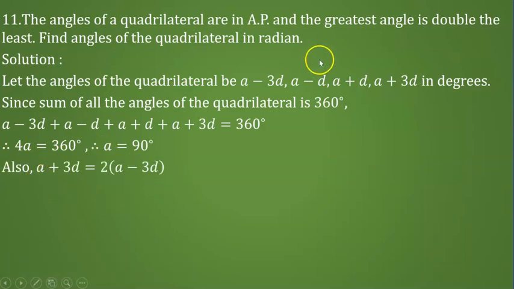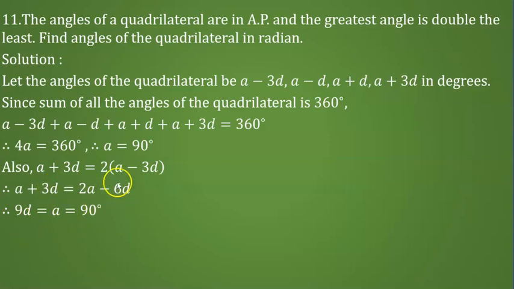Also, we have been given the relation. What is that? The greatest angle is double the least. Therefore what is the greatest angle? a plus 3d. And which is the least? a minus 3d. Therefore here a plus 3d is equal to 2 in bracket a minus 3d, and after simplification here you will get a plus 3d is equal to 2a minus 6d, and here 9d is equal to a, which is equal to 90 degree.